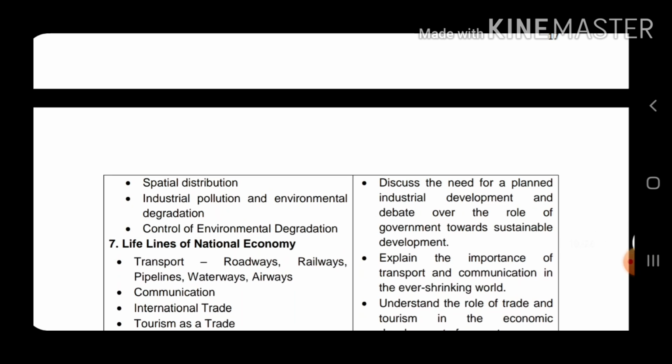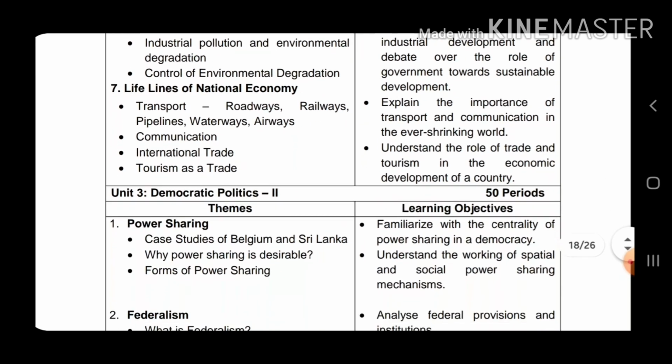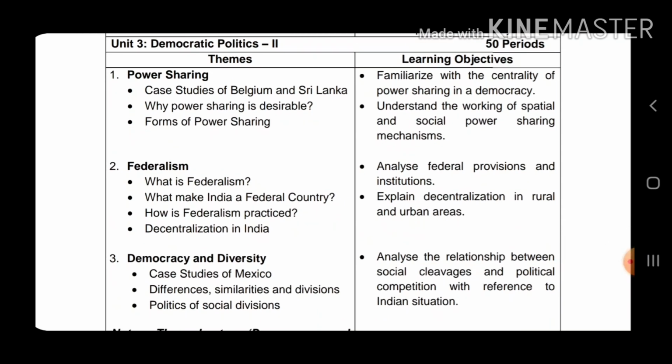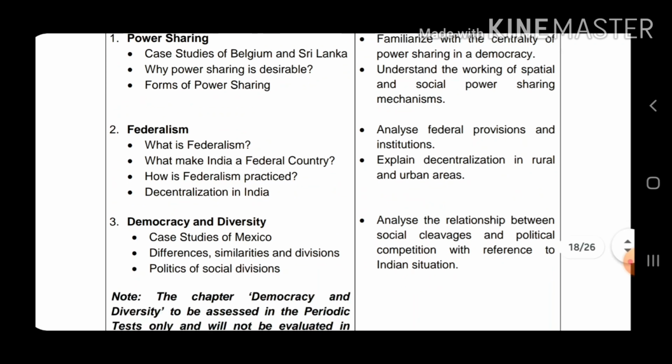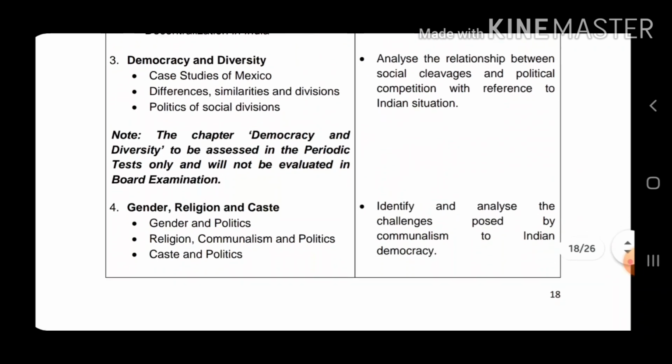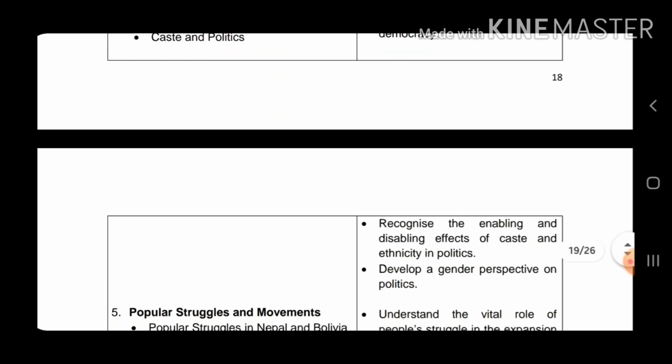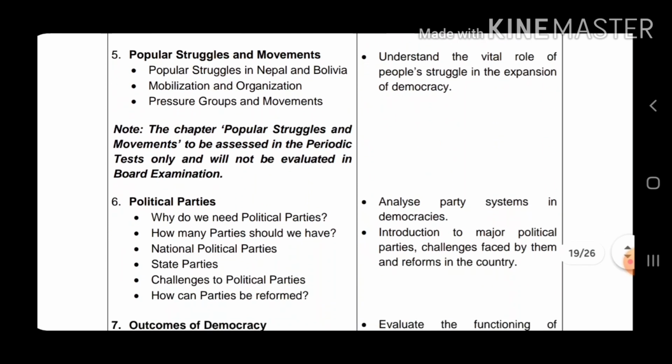The next chapter we are going to see is Unit 3, Democratic Politics 2, which is our civics. So in civics chapter, we are having 8 lessons: power sharing, federalism, democracy and diversity, which is assessed only for the periodic test, and fourth lesson is gender, religion and caste. Fifth lesson, popular struggles and movements.